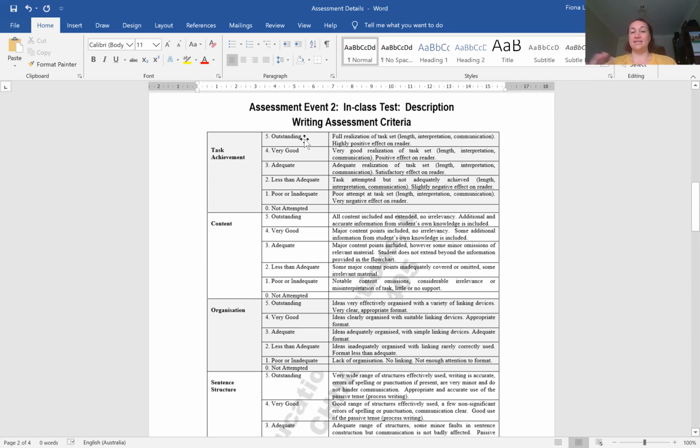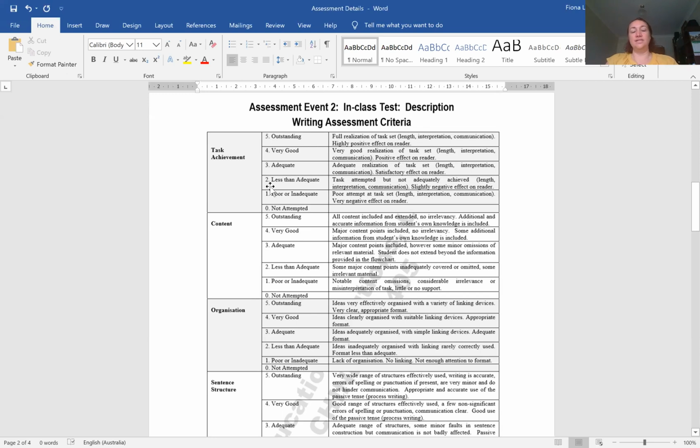So outstanding, number 5, which is what you want, full realization of task set. So you know that you've done the right length, that you understood what the task was, that you've answered the questions, that you've communicated well, really that you've shown care and interest in what you're actually doing. Otherwise it's very good, then it goes adequate. Adequate is kind of in the middle.